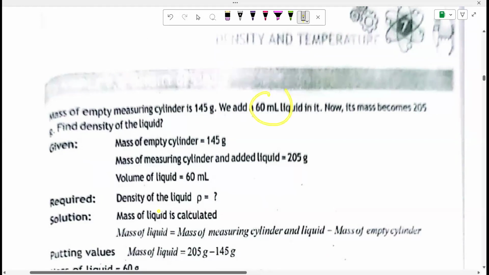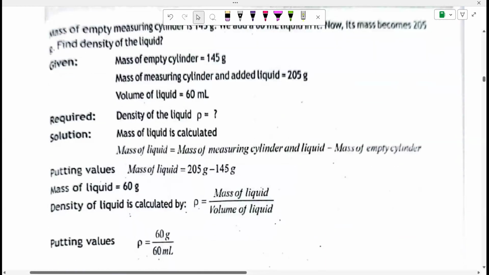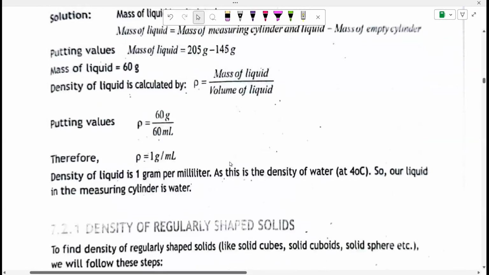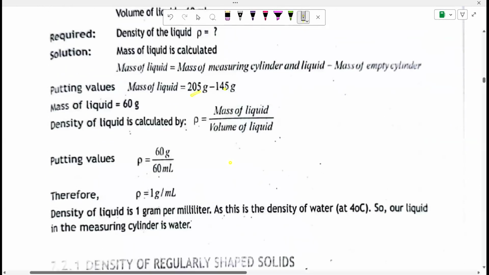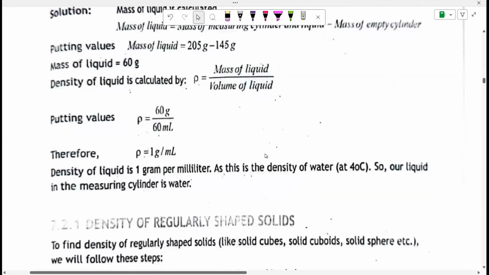What was the volume given? 60 milliliter. So we do not need to convert any units anywhere because already वो base units में given नहीं है. हम सिंपल उसको formula में put करेंगे. So 205 minus 145 is 60 grams and volume is 60 milliliter. 60 divided by 60 is 1 grams per milliliter.